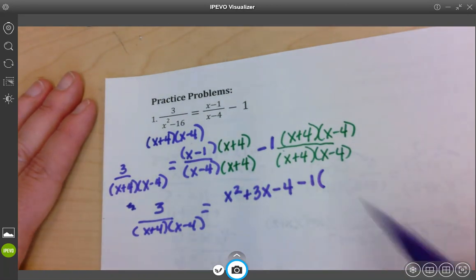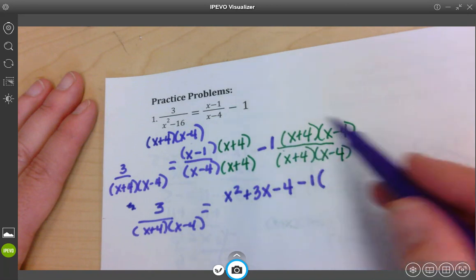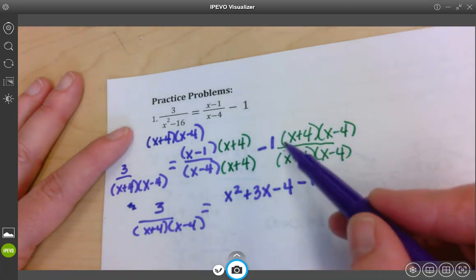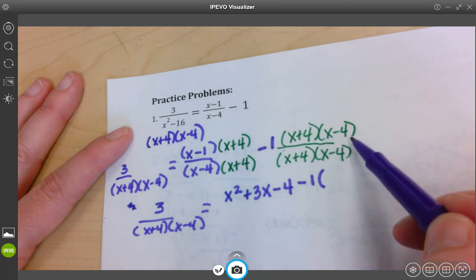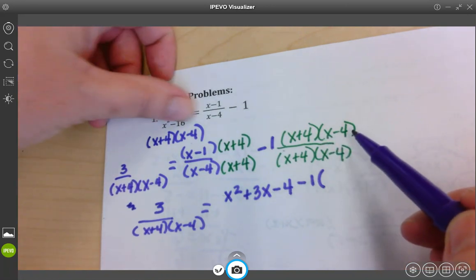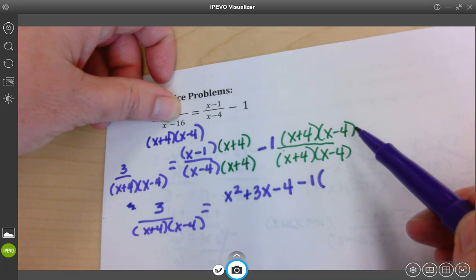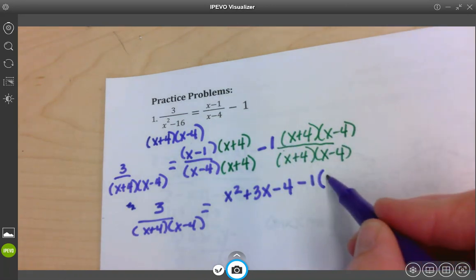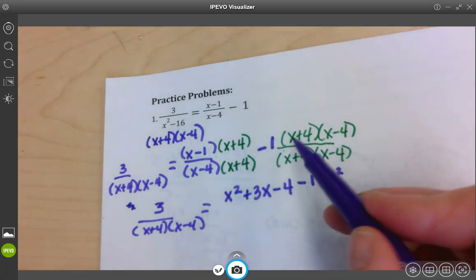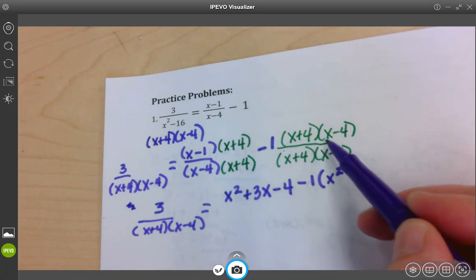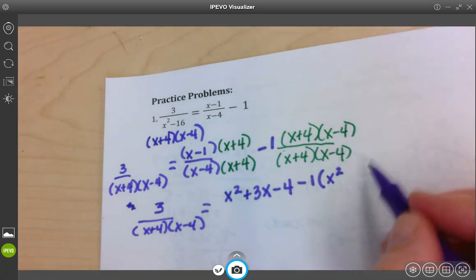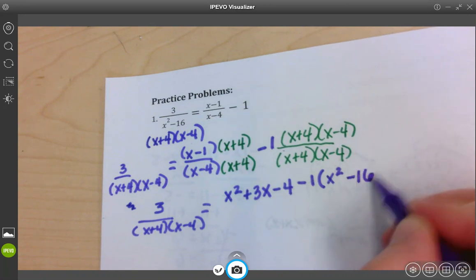Now, this negative 1 is going to multiply by everything in here, but I didn't want to do too many things at once. When I multiply x plus 4 times x minus 4, I should get back to x squared minus 16 because I factored x squared minus 16 to get it. You can check it though. X times x is x squared. I get minus 4x and plus 4x, and those cancel out. That's why I don't have a middle term. And then I have 4 times negative 4 is negative 16.